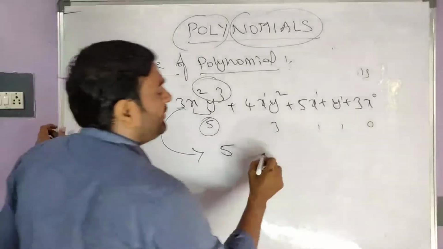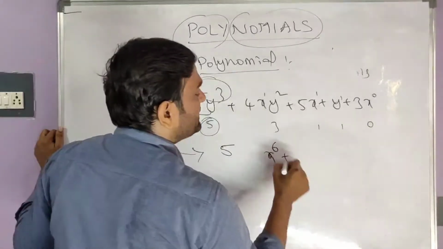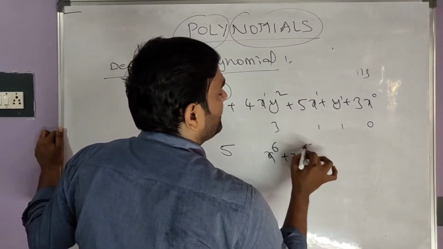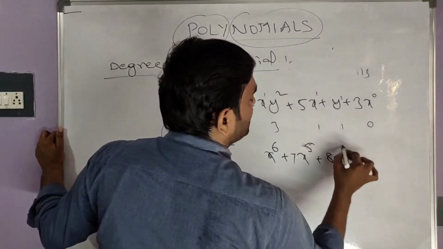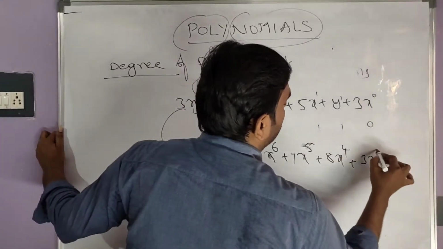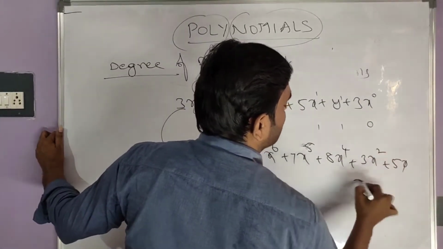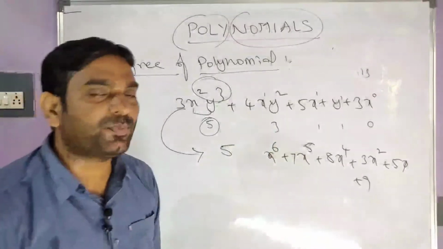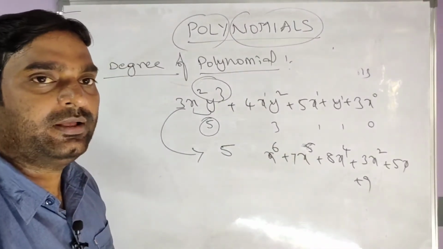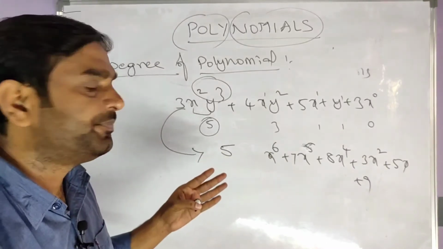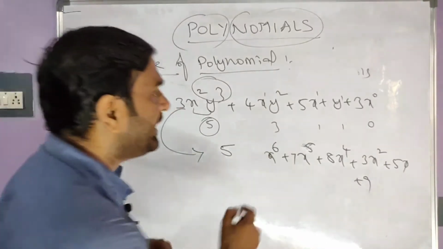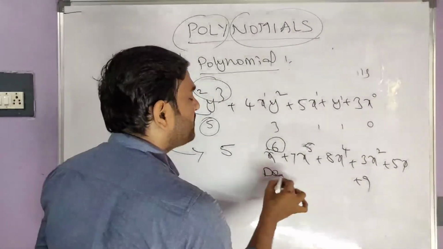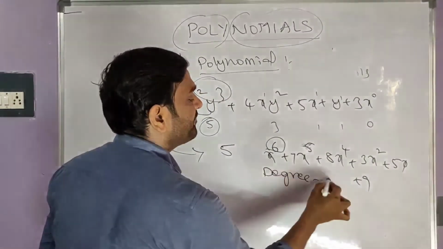For example, if you are given something very simple like x power 6, 7x power 5, 8x power 4, 3x square, 5x plus 9, what is the degree of this polynomial? What is the highest power of the variable here? 6. So the degree of this polynomial is 6.